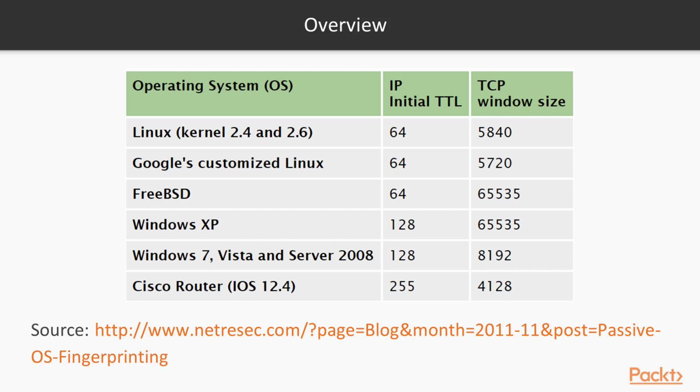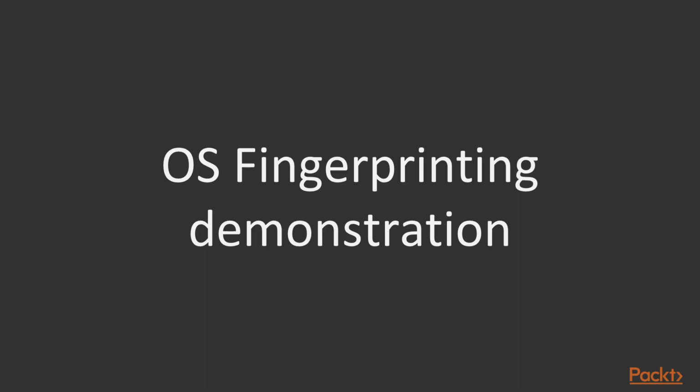So here's an overview of the differences in IP initial TTL and TCP window size between the different OSs, including the Cisco router. And therefore, if you catch these patterns, then you're able to make an educated guess of what your target OS is. So let's look at a demonstration.